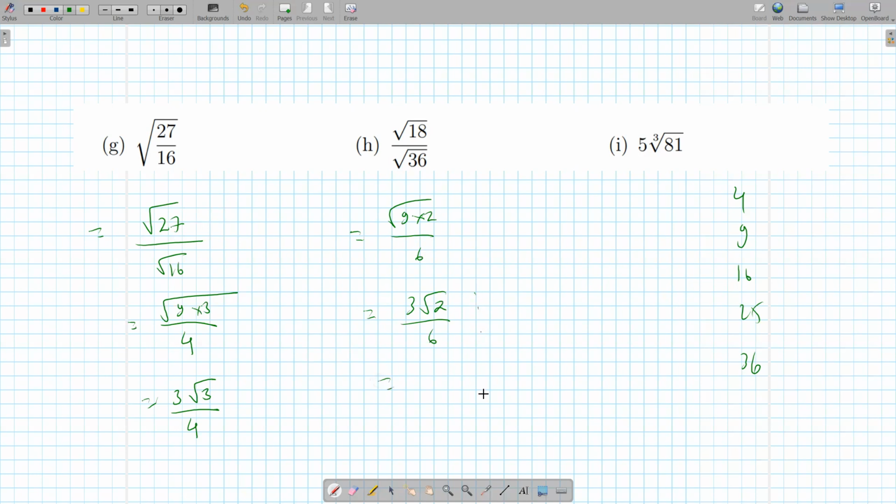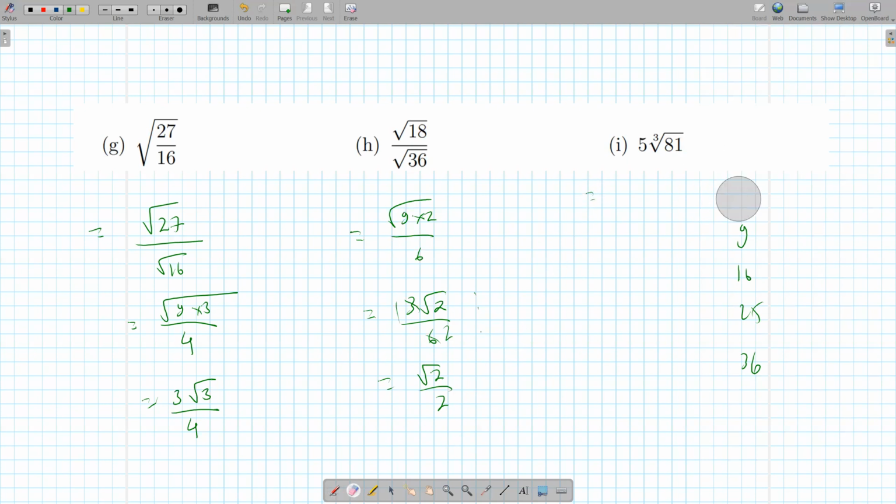What does this reduce to? What does 3 over 6 reduce to? 1 over 2. Yes, that's right. So you get root 2 over 2, okay? Because 3 goes into itself once, goes into 6 twice. Root 2 over 2. Okay.